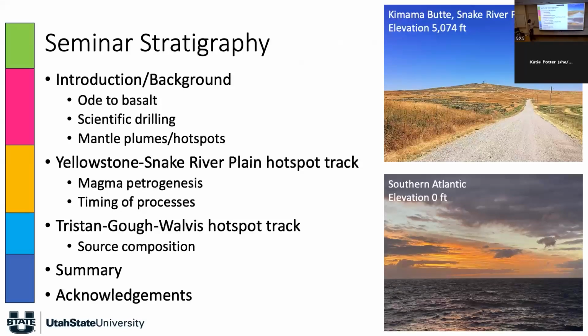And then we'll dive right into results from the Yellowstone Snake River Plain hotspot track and then the Tristan Gough Walvis hotspot track, one of which is continental crust, and the other is oceanic crust. I'll share some results from work I've done in these areas. And then I'll summarize and then you can ask me questions.